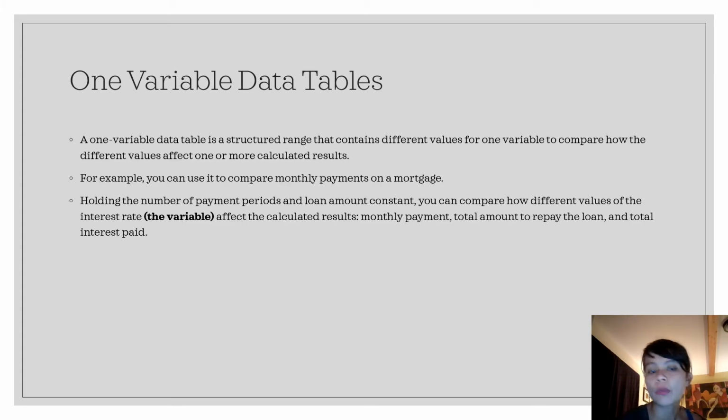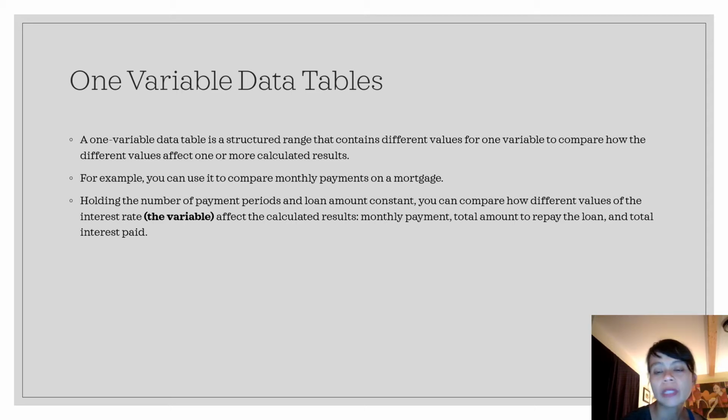We're going to begin with the one variable data table. The one variable data table is a structured range that contains different values for one variable to compare how the different values affect one or more calculated results. For example, you can use it to compare monthly payments on a mortgage.